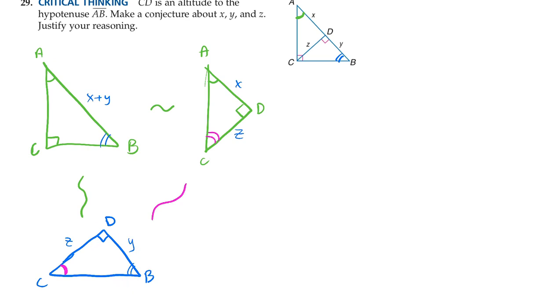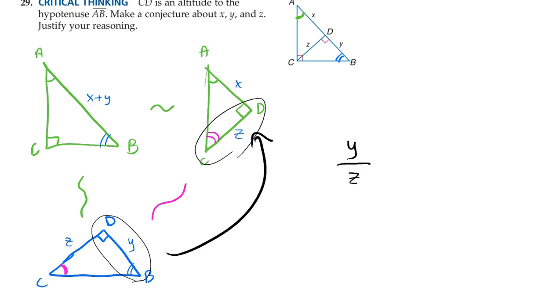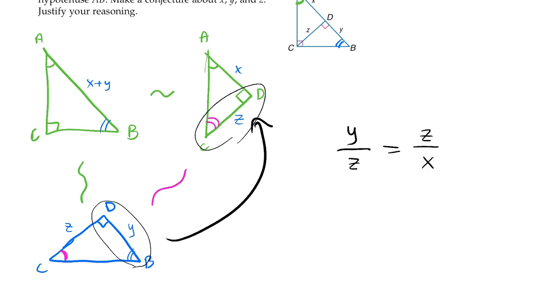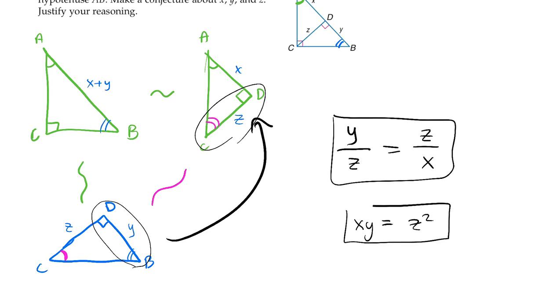So now what we do is we go, okay, well, what do we know then? Let's go this triangle to this triangle. So y is to z, between the 2 mark and the right angle, as z, going the same direction, which is between the 1 arc and the 90, is to x, which is between the 1 arc and the 2 arc. So it's saying make a conjecture about how these are related. So there's how they're related. Or if you wanted to, you could cross multiply and say xy is equal to z squared. So either one of these, this is always true.